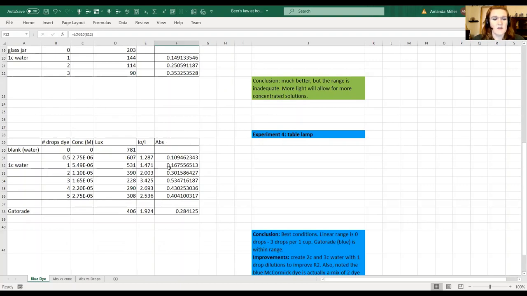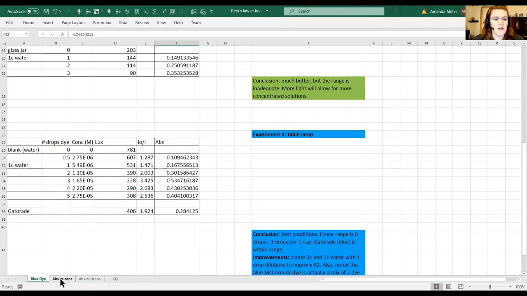Okay, so I ended up taking more measurements, and I discovered, initially I just did drops 1 through 5, and then I discovered that 4 and 5 were not very good measurements. They were flattening out, not because I didn't have enough light, but because there was just too much dye there. In other words, the instrument could not tell the difference between 4 and 5 drops.